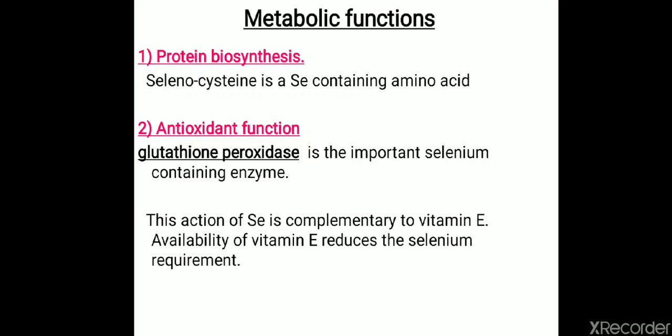The second function, the major function of selenium, is the antioxidant function. There is an enzyme known as glutathione peroxidase. It is one of the important enzymes having antioxidant property, and that enzyme contains selenium as a cofactor. This function of selenium is complementary to that of vitamin E, a fat soluble vitamin having antioxidant property. So availability of vitamin E reduces the selenium requirement, both having the same function, that is antioxidant property.